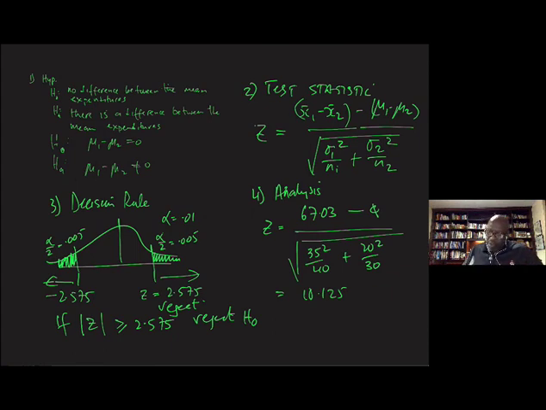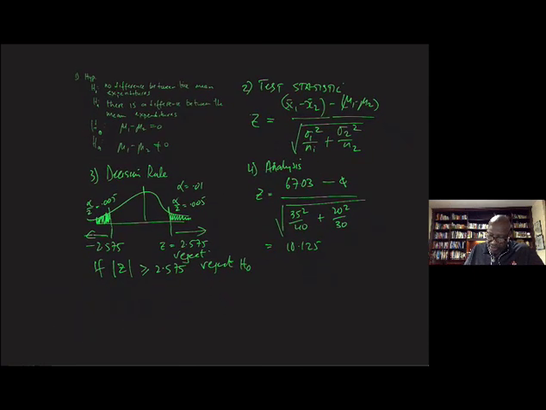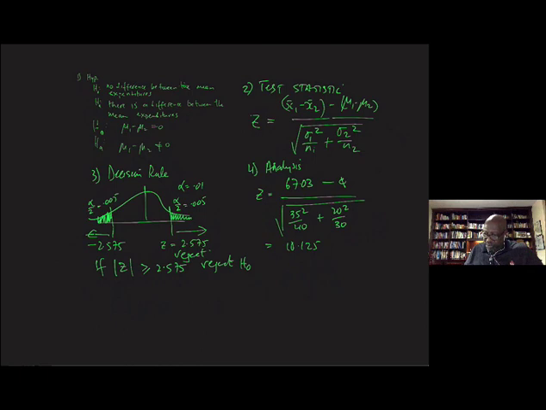Now, what is our p-value? We always go ahead and find the p-value. We don't want to get stuck with only the z value. Because it's a two-tailed test, our p-value is twice the probability of z greater than or equal to 10.125, or 10.13.